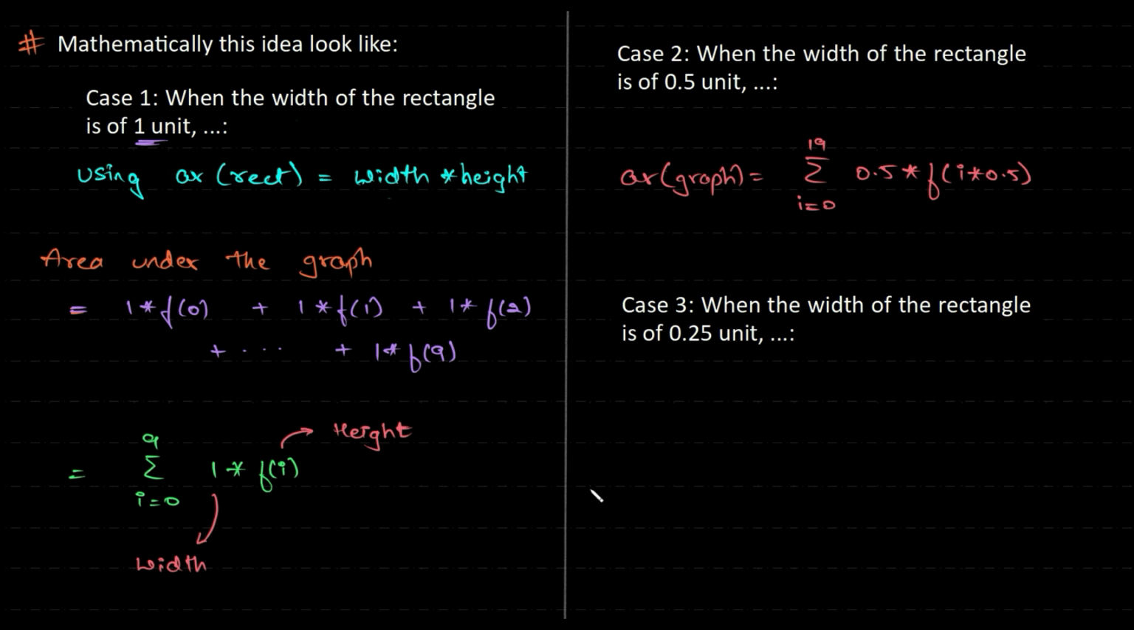What if I divide this into 0.25? This you guys can do graphically. I'm going to write the answer over here. So how many blocks will there be? 40. So 0 to 39, 0.25 into f of i into 0.25.